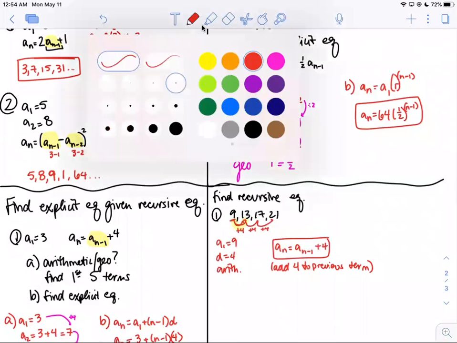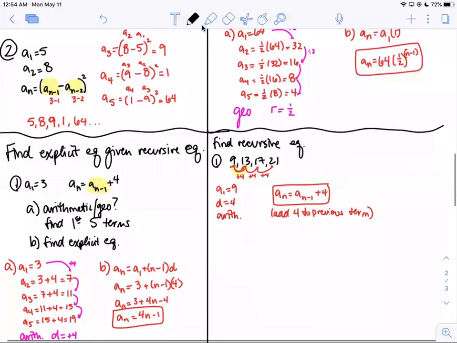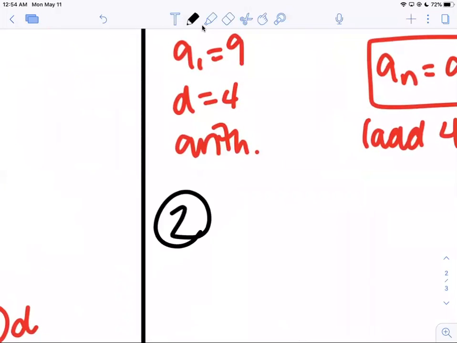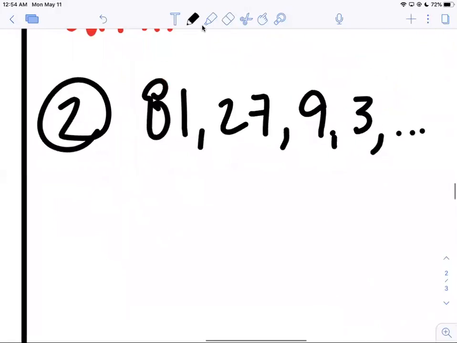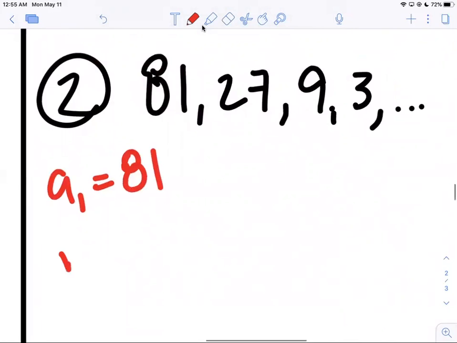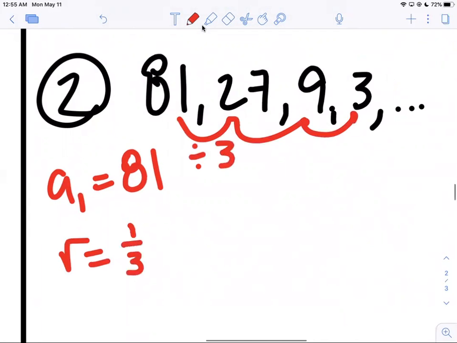Okay, now let's do a geometric one because I'm trying to give you examples of both types if I can. 81, 27, 9, 3, dot, dot, dot. So those are my first four terms. I would say find the recursive equation. You can label again, a sub 1 is 81. We can label again, r is, okay, how do you get from there to there and there to there and there to there? Divide by 3, so r is 1/3.